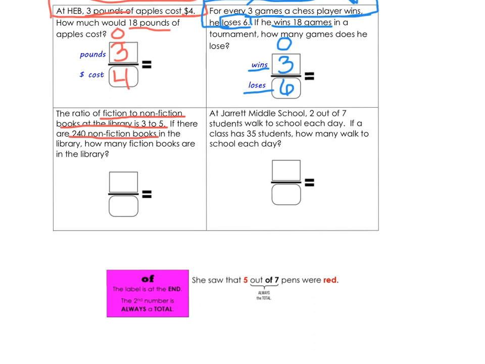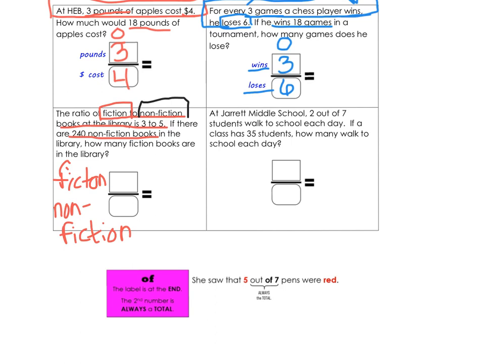So here we are talking about fiction to non-fiction. Okay, so fiction to non-fiction. It says the ratio of fiction, which is said first, to non-fiction, which is said second, is 3 to 5.